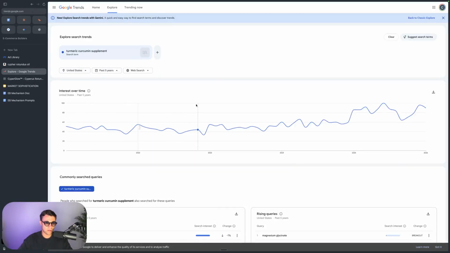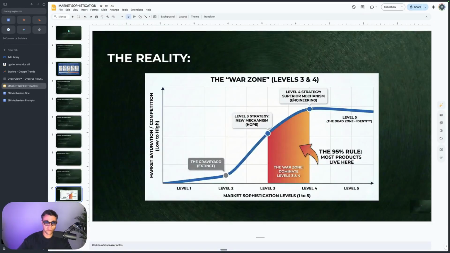Whereas if we look at a market that has already been burnt out, this is when you then need to step into a level 4 mechanism, which is what Bioroot Labs have actually done. So you're engineering the existing core mechanism. How can you make it more effective versus all of the other identical products on the market that are making the same mechanism claim as you are?